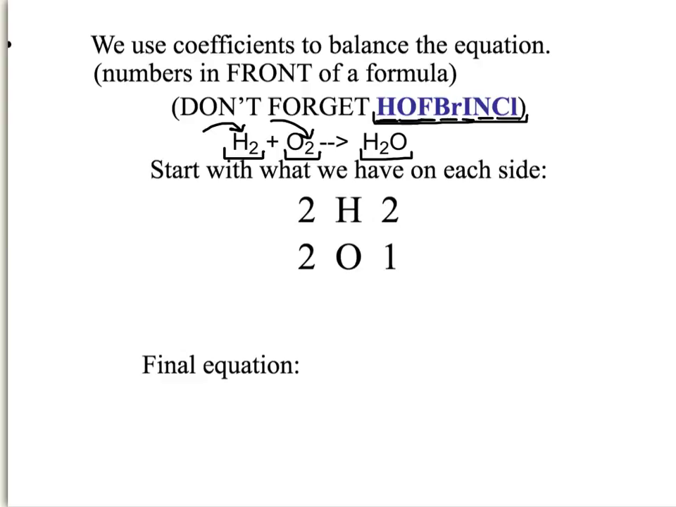So what we do is we're going to start with how many atoms we have of each element on each side. So you'll notice in this reaction, I put our hydrogen and our oxygen in the center here because these are the 2 elements involved in this reaction. And now we're going to count them up. So the 2 here tells me that there are 2 atoms of hydrogen.